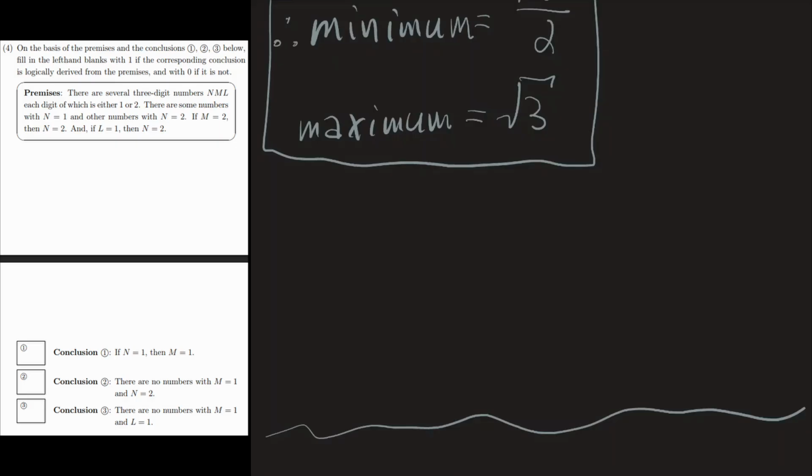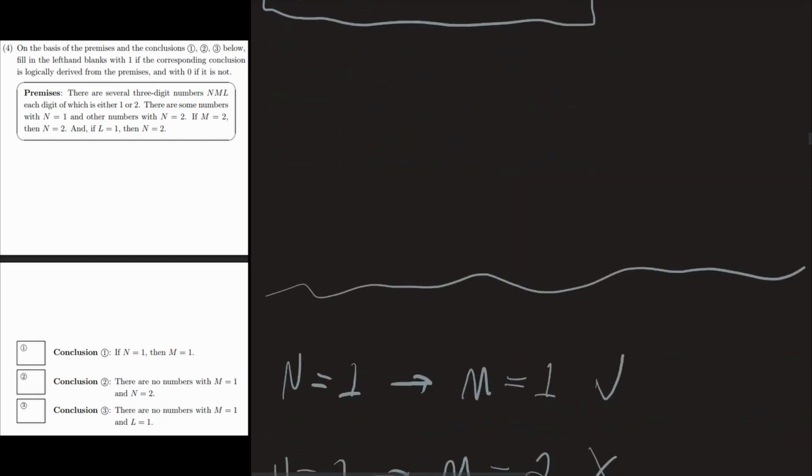The first premise, first I'll just say, this is a pretty interesting question, and there isn't anything specific you need to know to answer this one. You just need to use a little bit of logic. So to start, it suggests that if n equals 1, then m must equal 1.